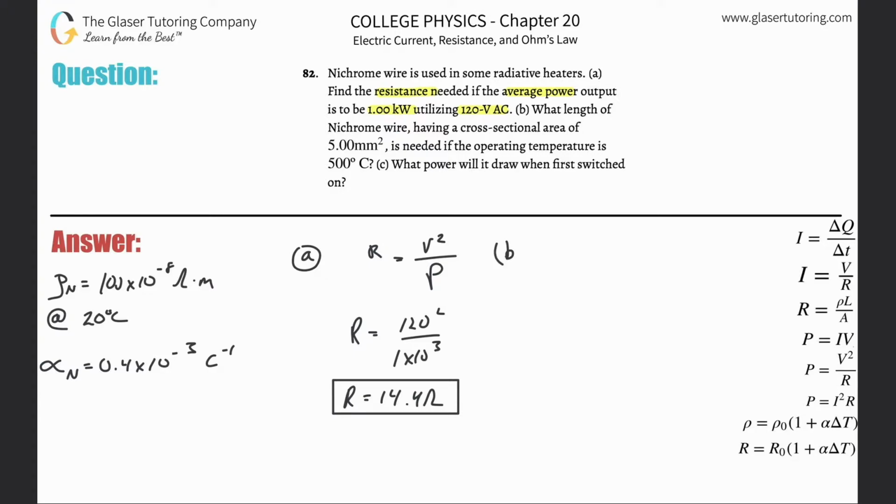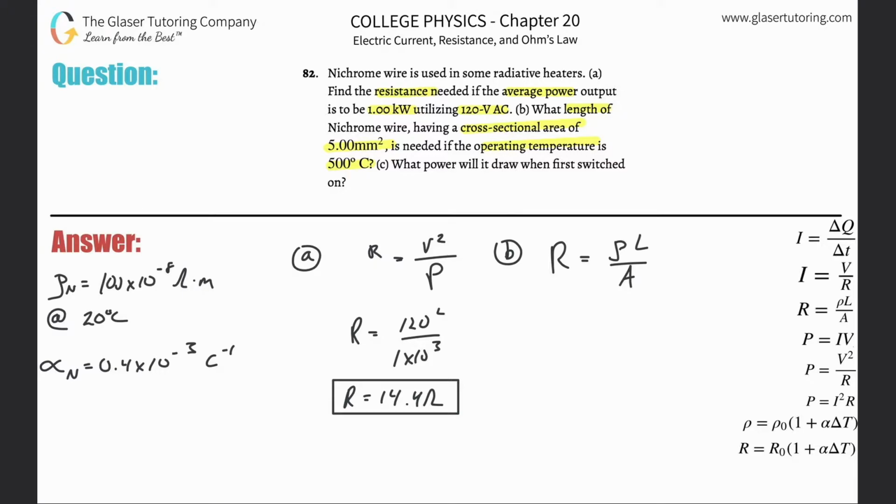All right. How about now letter B? So letter B is saying what length of nichrome wire having a cross-sectional area of 5 square millimeters is needed if the operating temperature is 500 degrees Celsius. All right. So what we need to do is find the length. And we know we're talking about area and all this stuff. So we're probably going to use the formula that the resistance will equal the resistivity of the material multiplied by the length divided by the area. Remember, resistivity is sensitive to temperature, or in other words, the resistivity of the material will change as the temperature changes.